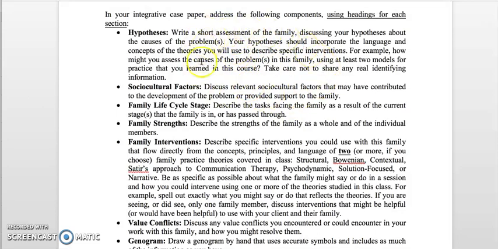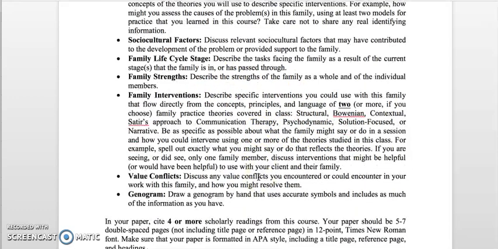You're going to write a short assessment of the family and incorporate concepts of the theory that's important and describe some aspects of assessment that are relevant here using 2 models of practice that you've learned from the course. You're going to again discuss sociocultural factors, life cycle stages that are relevant to that particular issue or presenting problem, family strengths, and here's really where you're going to get more into it.